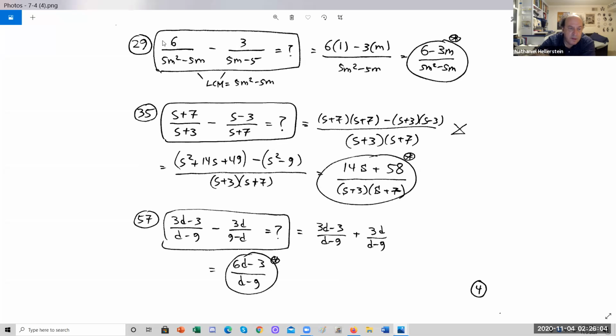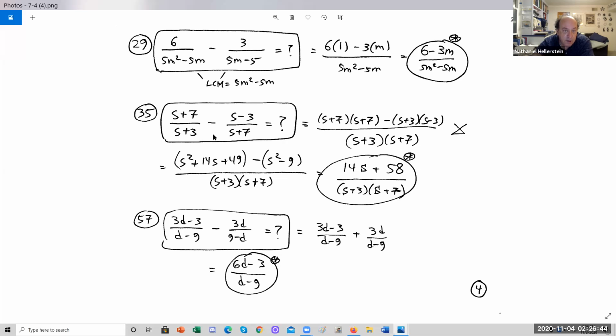All right, here's some more examples. 6 over 9, 5m squared minus 5m, minus 3 over 5m minus 5. Now, this is merely m times that, so the least common multiple is 5m squared minus 5m, namely this. So that's the new denominator. 5m squared minus 5m goes into that one time. 5m minus 5 goes into 5m squared minus 5m, m times. So you get 6 times 1 minus 3 times m. Then, 6 minus 3m over 5m squared minus 5m.